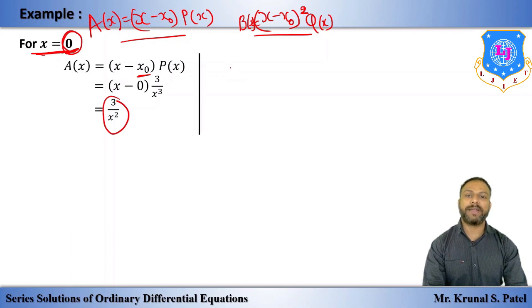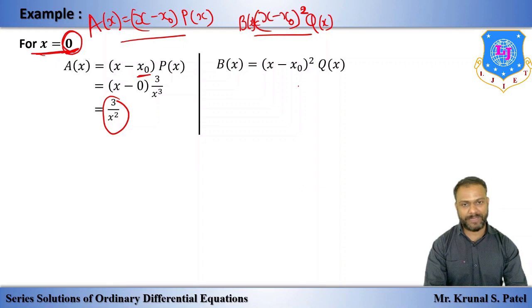In a similar way, we will find B of x is equal to x minus x0 whole square into Q of x. So x minus 0 whole square, and what is the value of Q of x? Already we know.